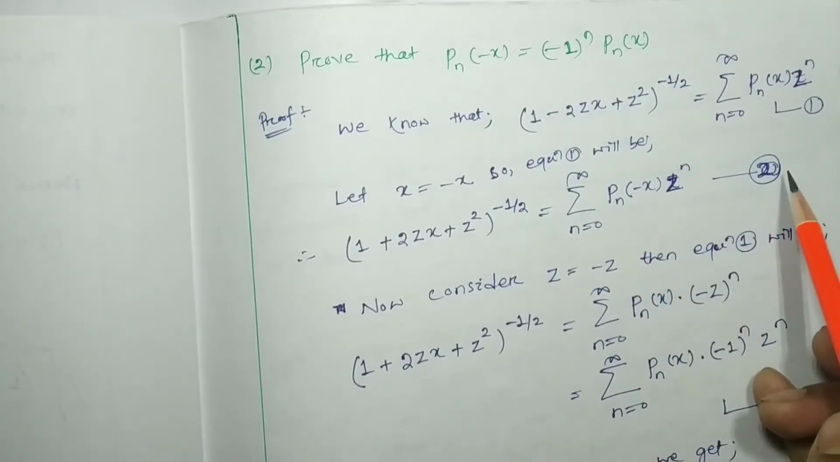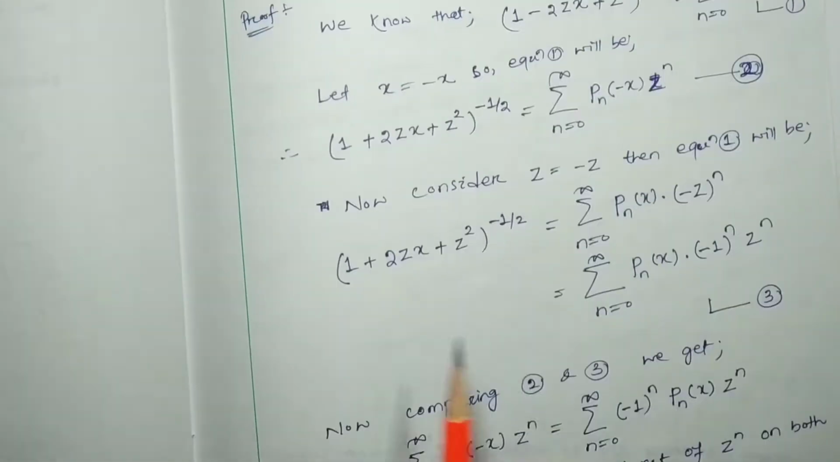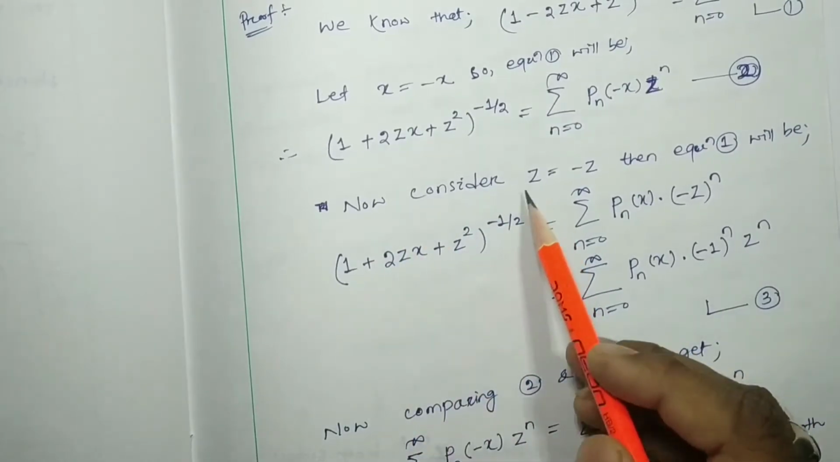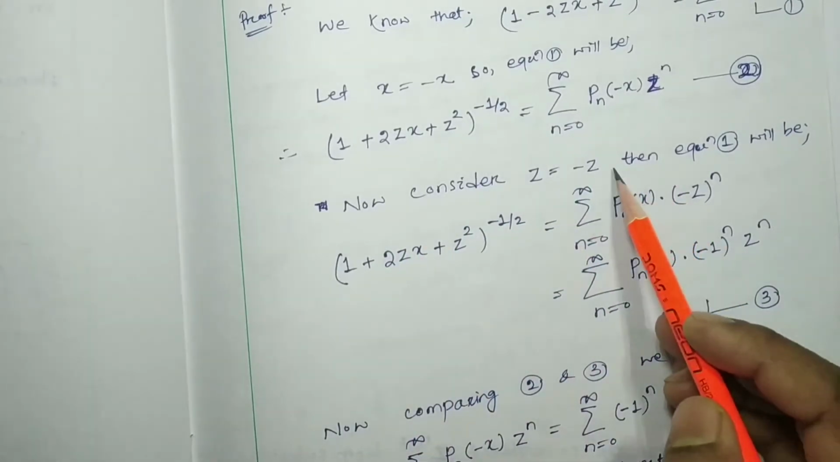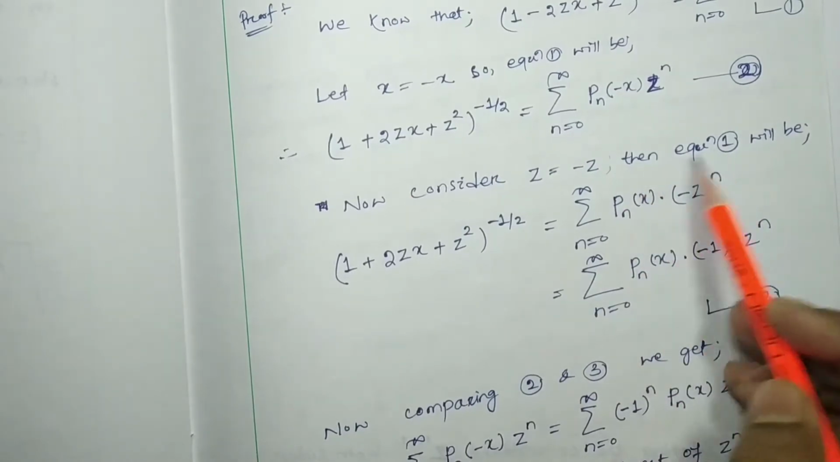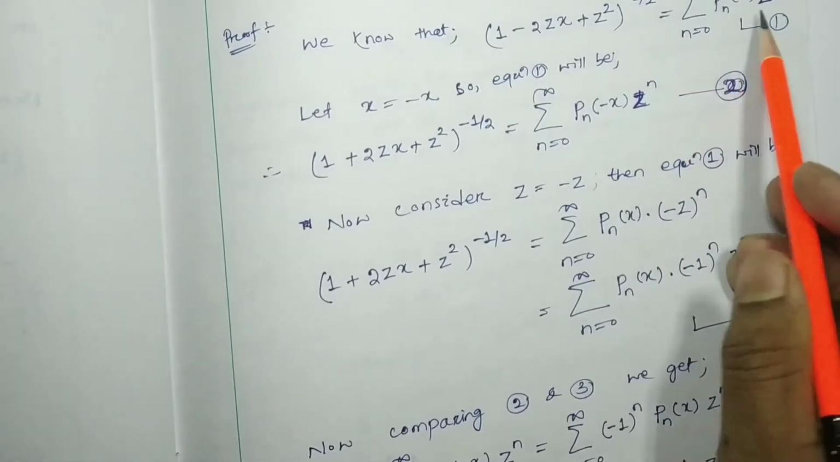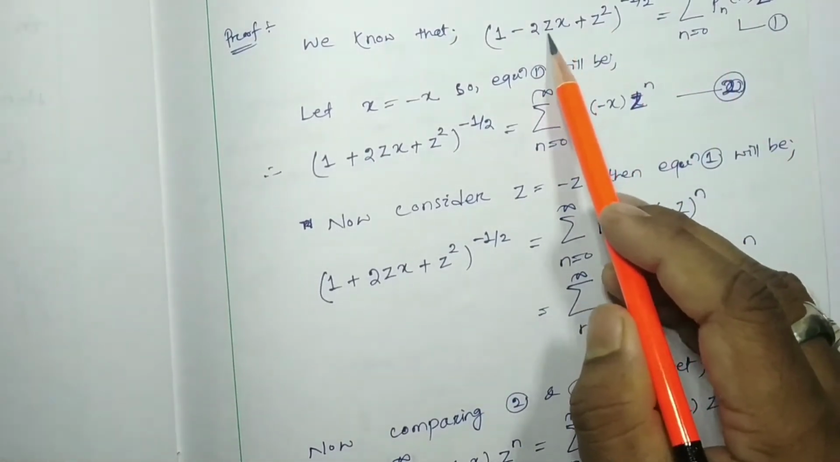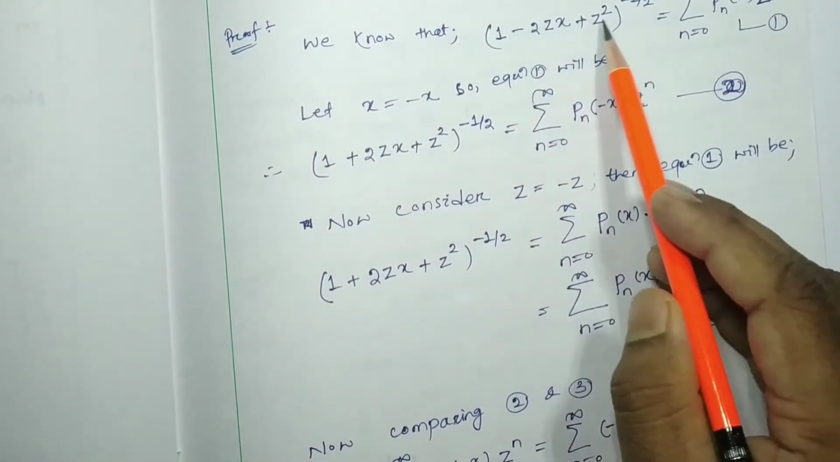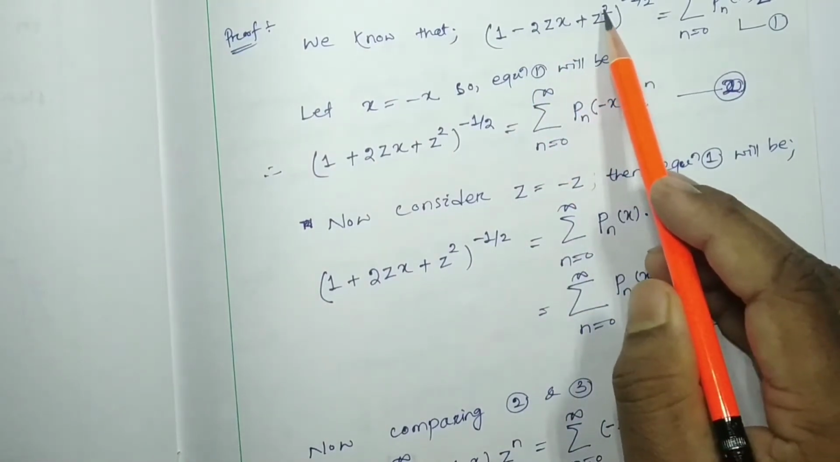Let this be equation number 2. Then we have to consider z equal to minus z for equation number 1. Then what will be equation number 1? This is your equation number 1. Instead of z we have to consider minus z. So this will be plus, this will be minus, and z square will also be z square.